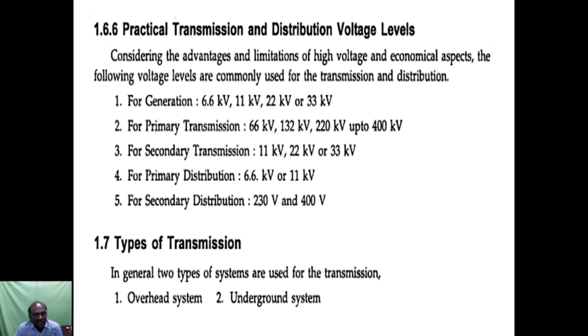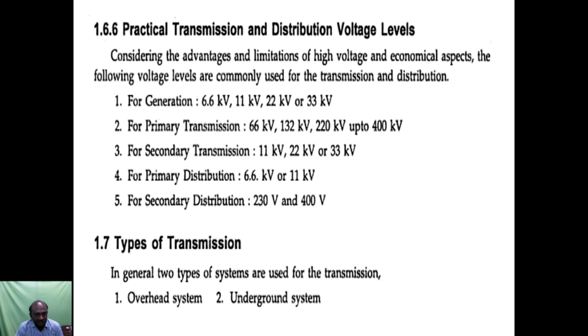The practical transmission and distribution voltage levels: for generation, we have 6.6 kV, 11 kV, 22 kV and 33 kV. This is the regular practice we are using in India. So generation voltage is from 6.6 kV to 11 kV, 22 kV or 33 kV. Then primary transmission, the next stage after generation. Here the voltage levels are 66 kV, 132 kV, 220 kV or up to 400 kV. These are the voltage levels normally practiced in primary transmission.